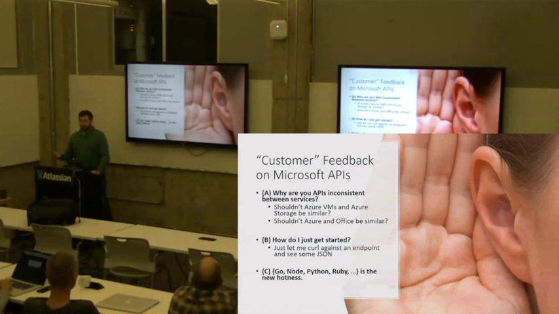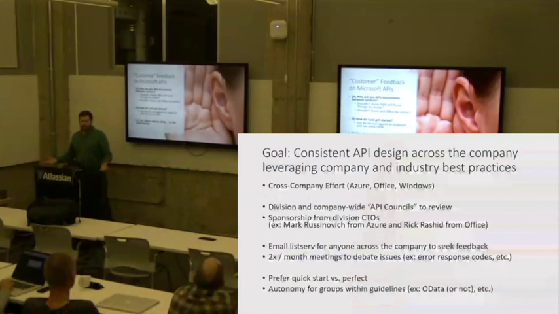A second thing we heard was, we just want to get started quickly. Let me curl something. Let me get some JSON back. Let me get that hit of dopamine. And a third thing we heard was, hey, the new hotness is Ruby or Python or Node or Go. How come you don't support that in your SDKs?